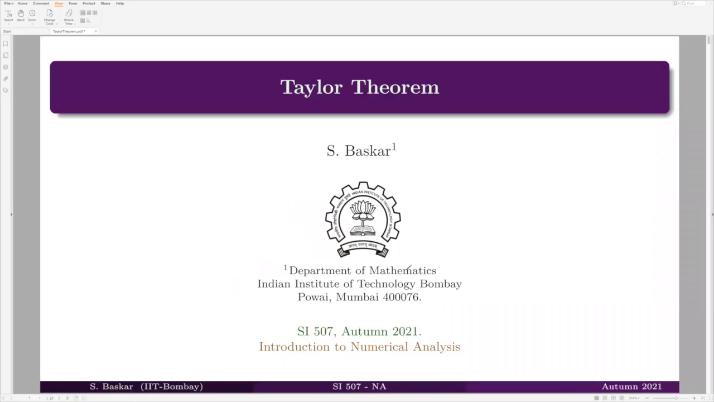Well, students, in this lecture, we will study Taylor's theorem. As I told you earlier, you must have already studied this theorem in your real analysis or calculus course, but still it is worth spending time on discussing Taylor's theorem once again from the numerical analysis point of view.